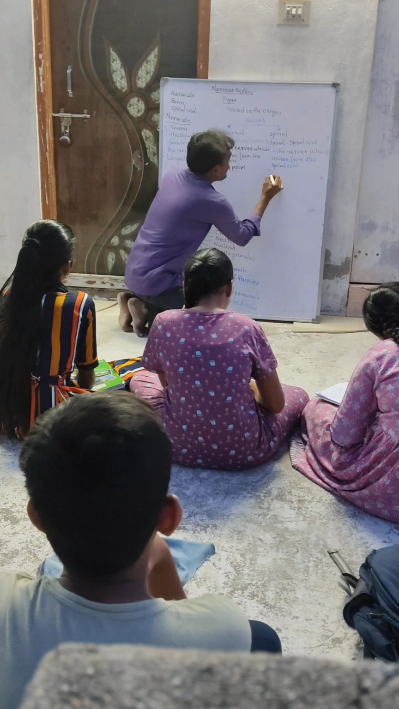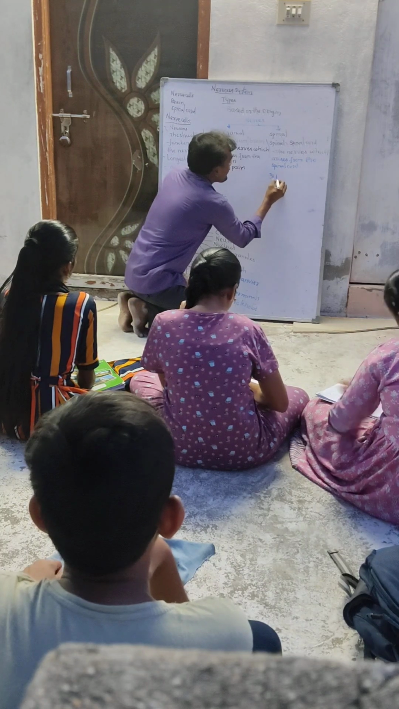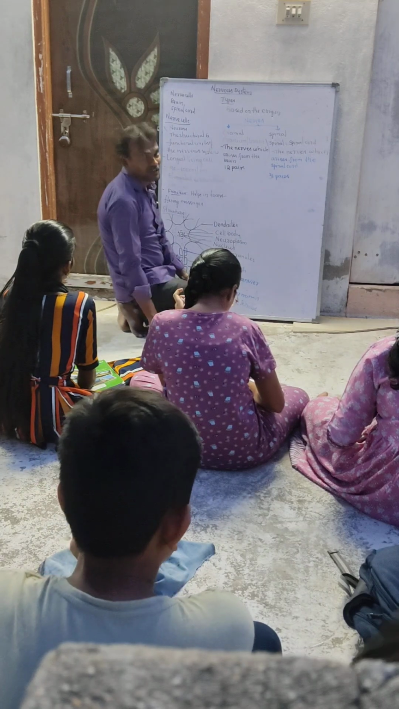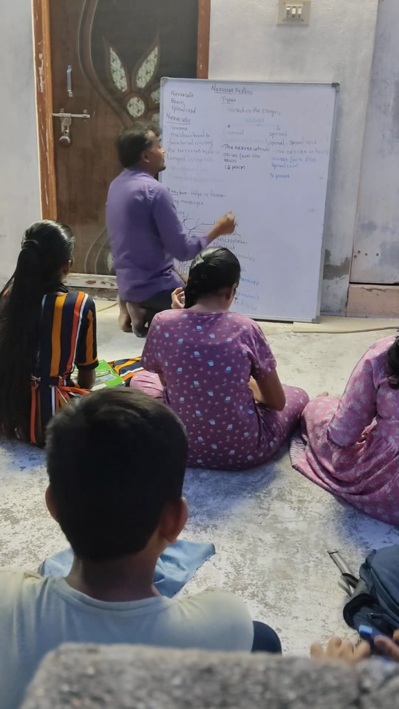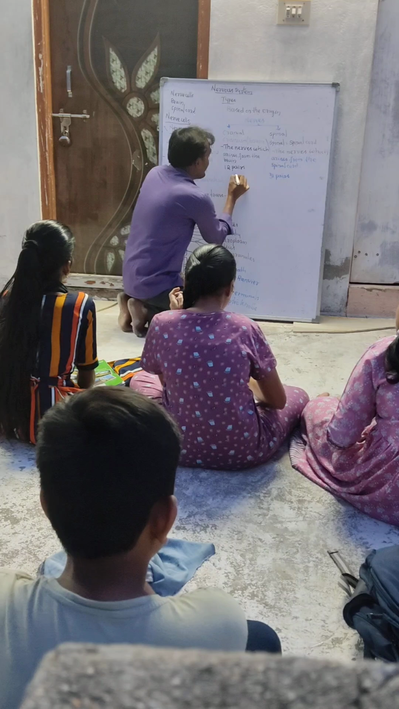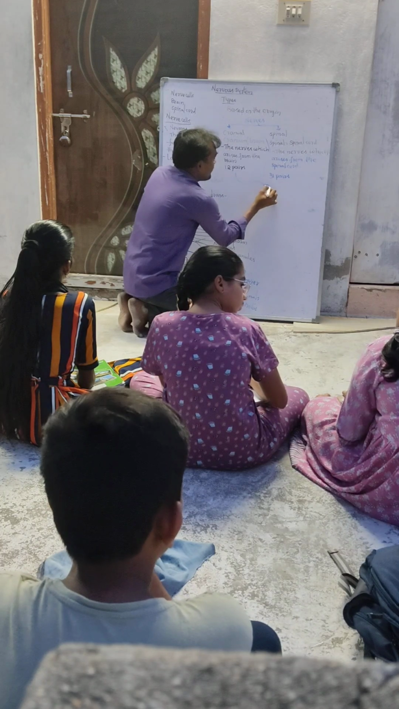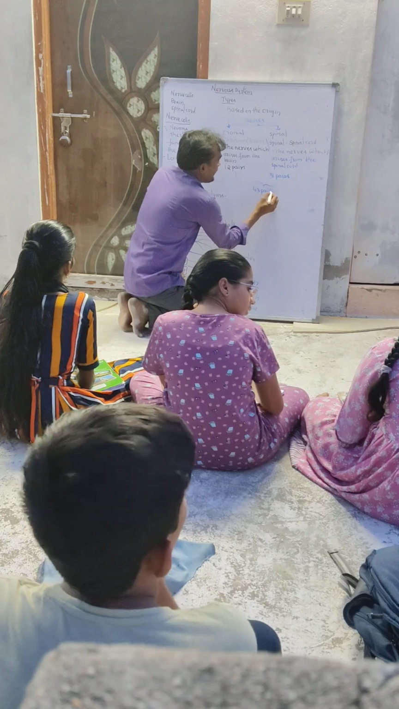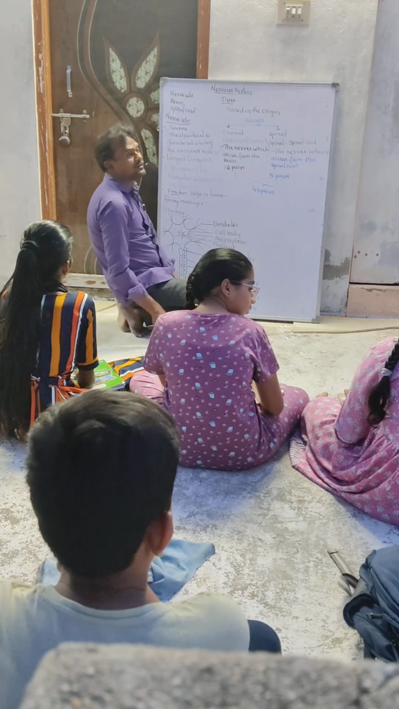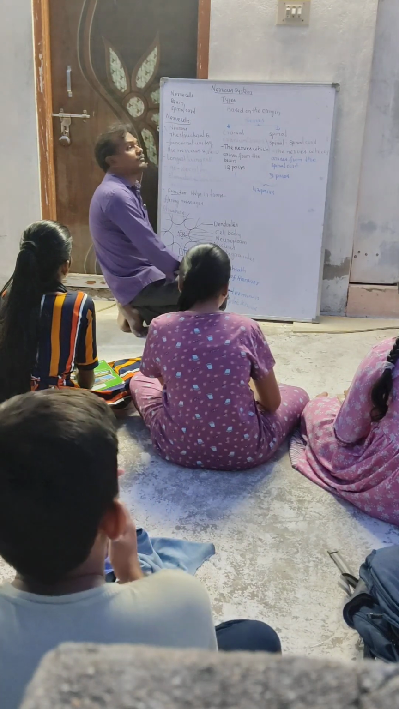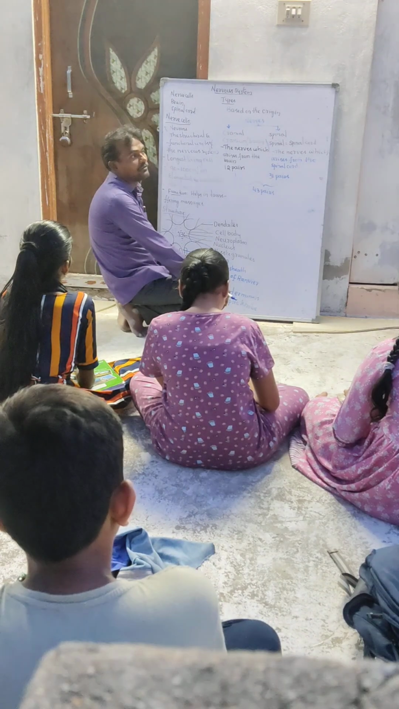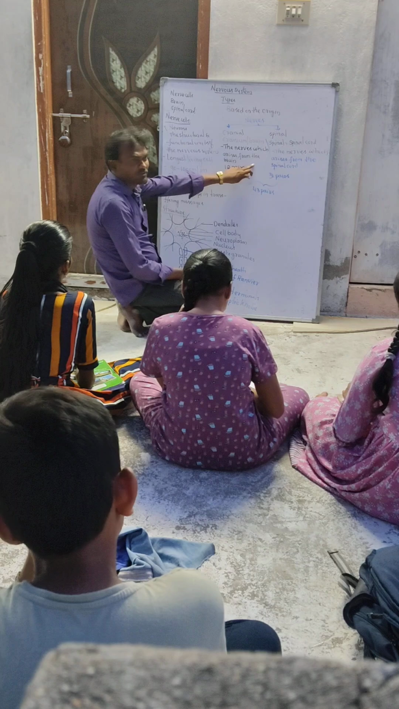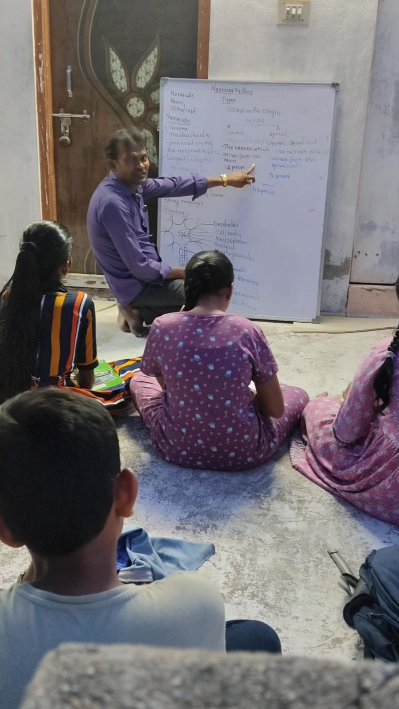There are 31 pairs of spinal neurons present. So 31 plus 12, how many? 43. 43 pairs of neurons are present in our body for various purposes. Okay, that is one type of neurons.